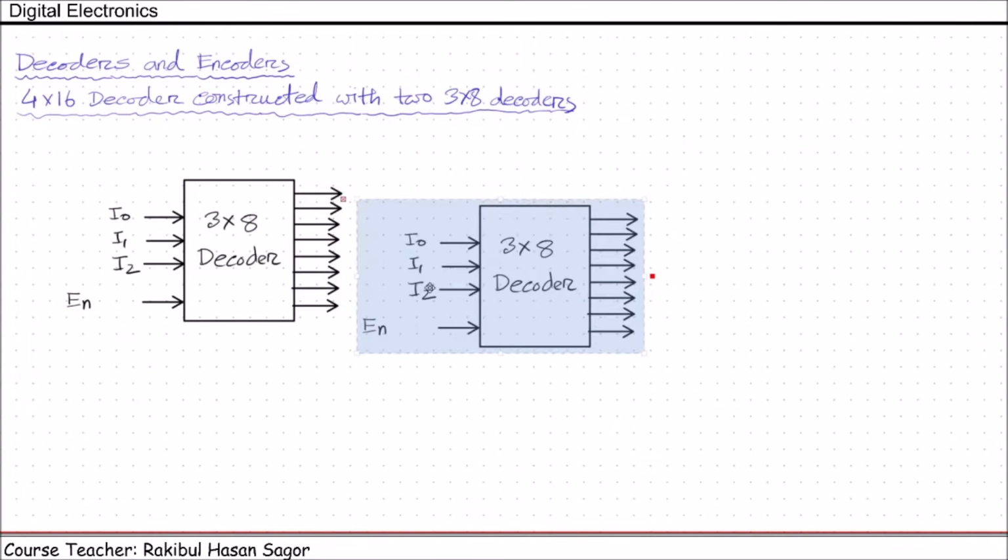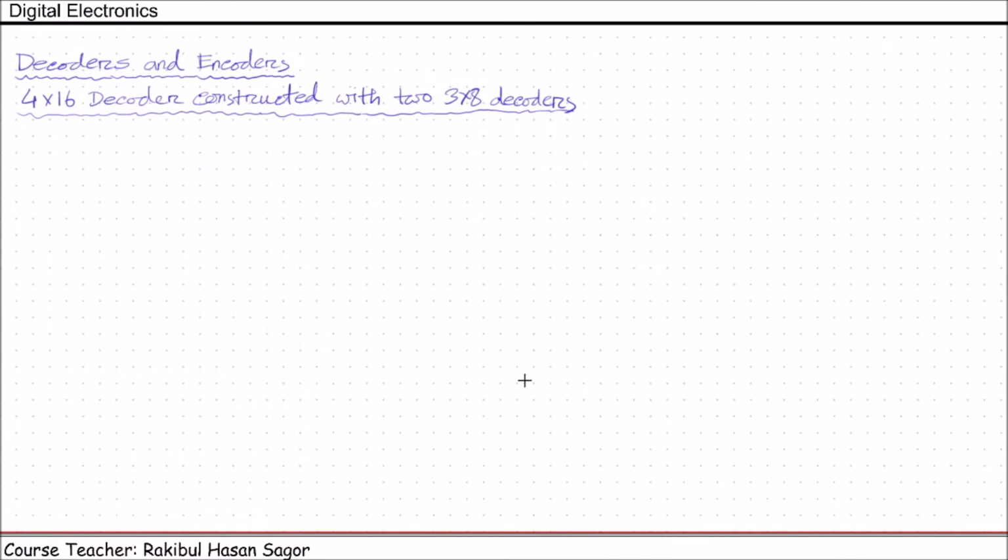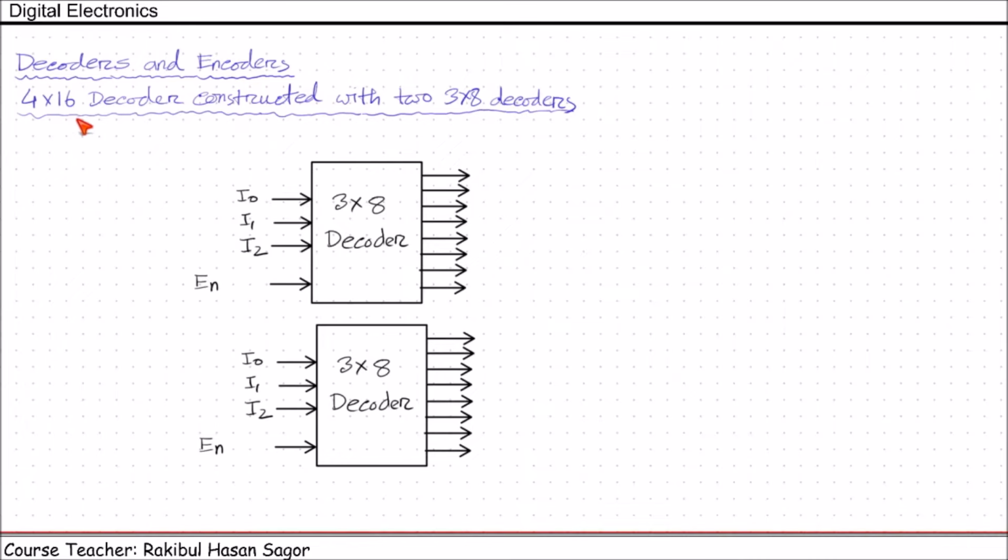So let's copy this. We have two 3 into 8 decoders. In a 4 into 16-bit decoder, there will be 4 inputs and 16 outputs. We can see we have 16 output lines here. We will be using these outputs for the 4 into 16-bit decoder. Here we have 3 inputs. This is LSB. I0 is LSB. So what we are going to do, we'll short this I0, I1, finally I2. They will be shorted.